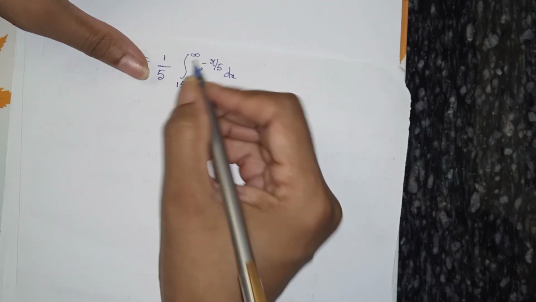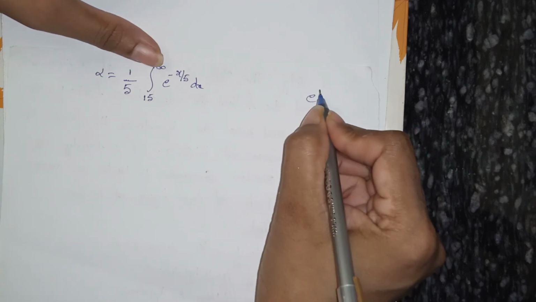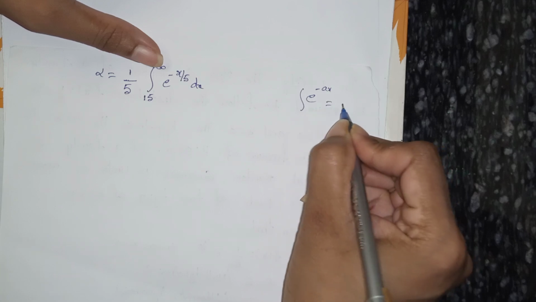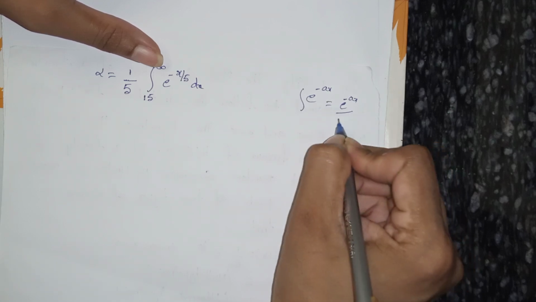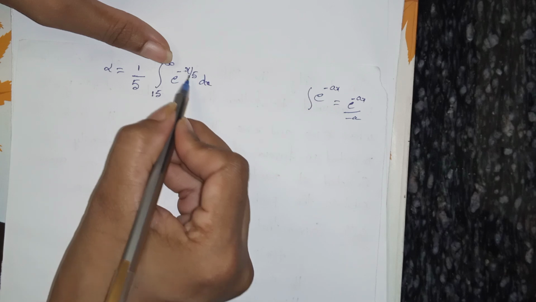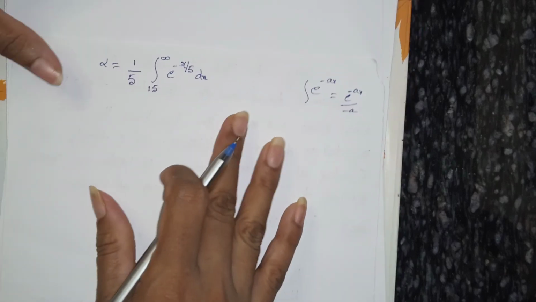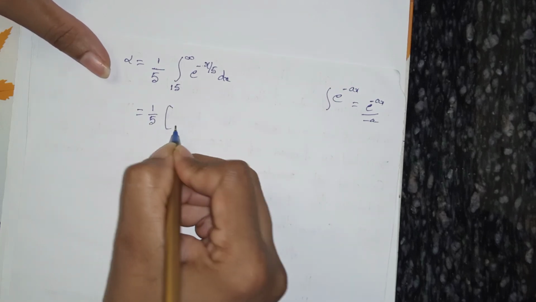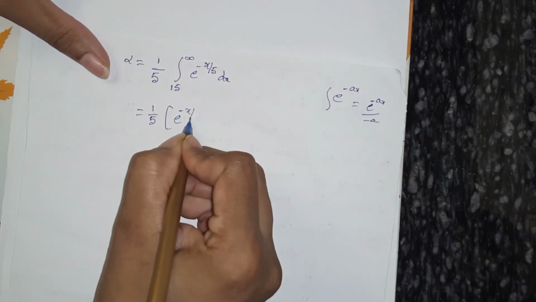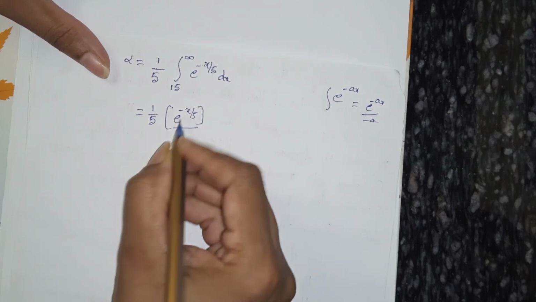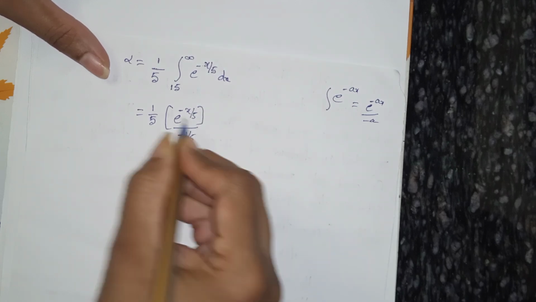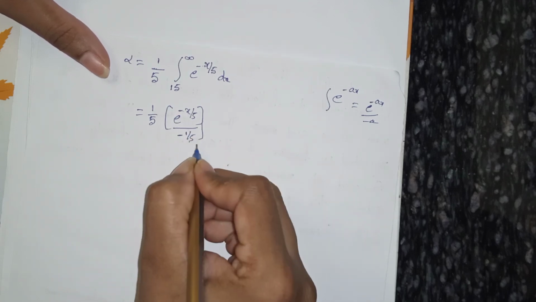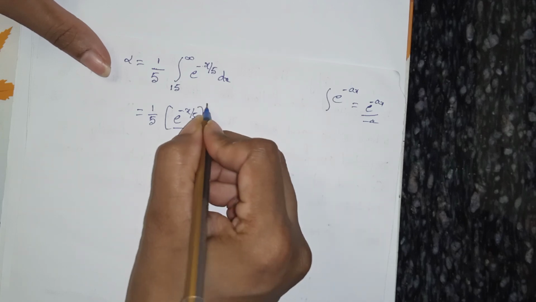The integration of e to the power of minus ax is nothing but e to the power of minus ax by minus a, isn't it? In place of a we have 1 by 5. So 1 by 5 integration of e power minus x by 5 by minus 1 by 5. The coefficient of x is nothing but 1 by 5, and the limits are 15 to infinity.